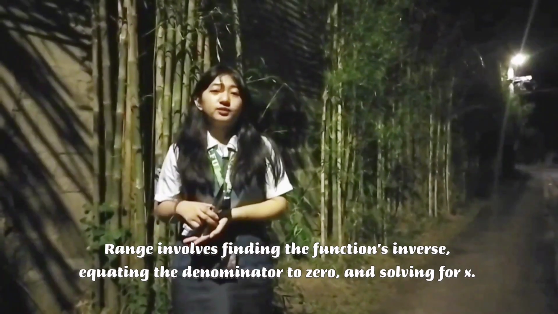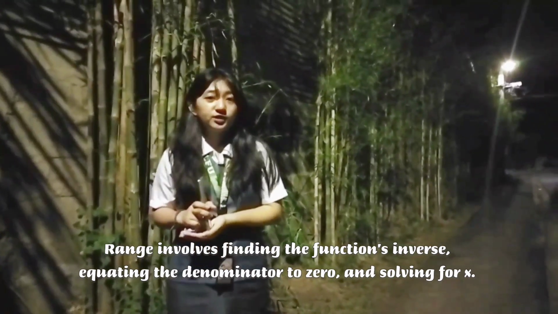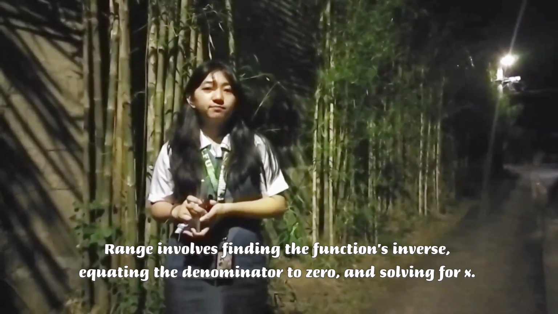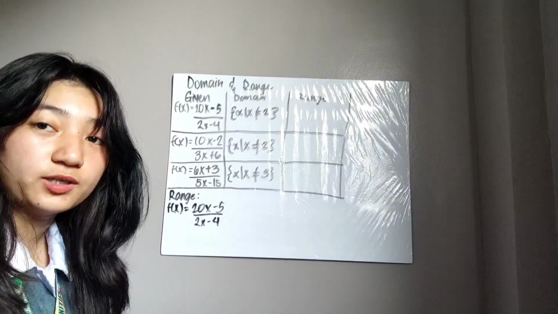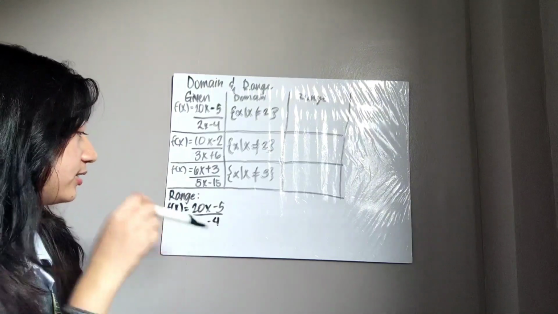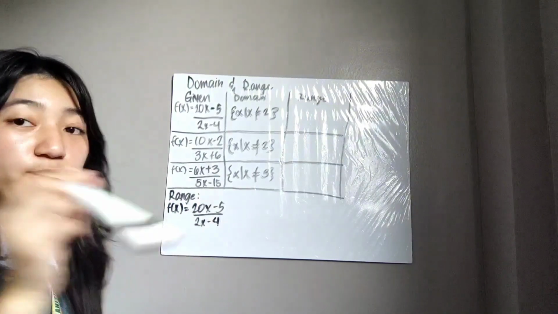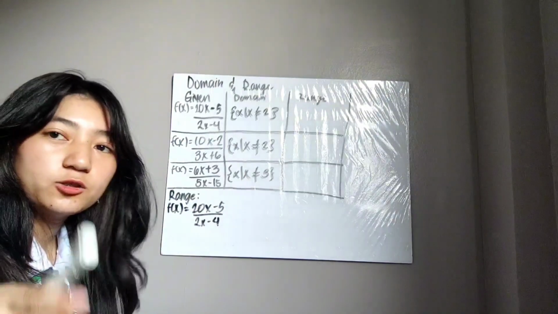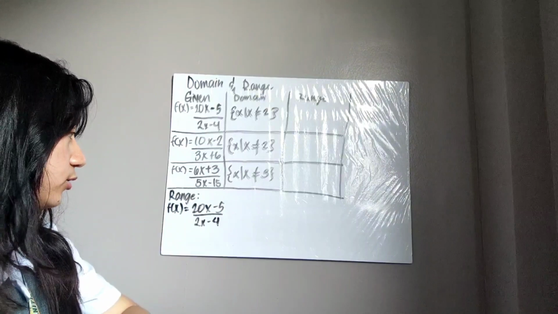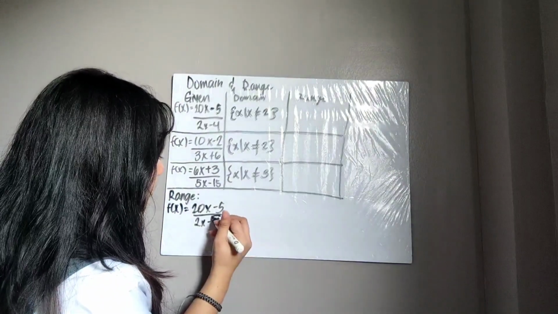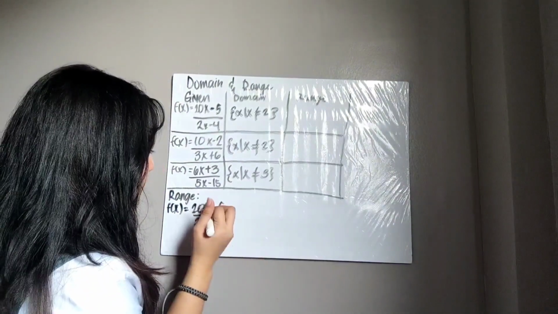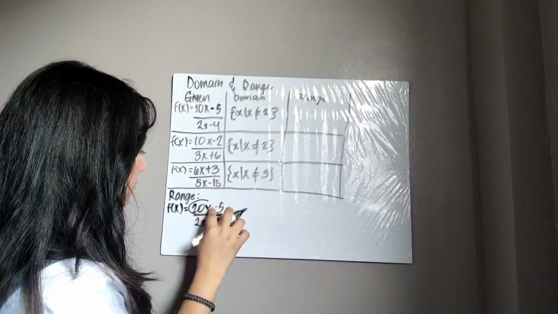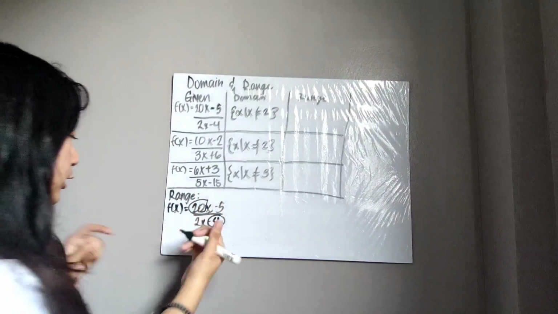Range involves finding the function's inverse, equating the denominator to 0, and solving for x. First na isosolve natin is yung f(x) is equal to (20x minus 5) over (2x minus 4). So, base doon sa definition ng range, inverse daw yung range. So, ang i-inverse natin is yung negative 4 and 20.